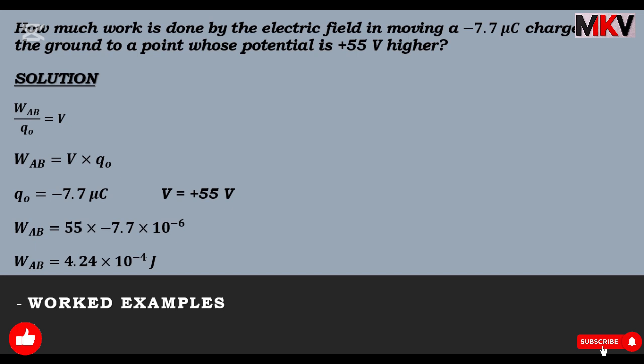Given potential times charge. Therefore, substituting our parameters into the equation, we have work done to be equal to 55 times minus 7.7 times 10 to the power minus 6. So micro is times 10 to the power minus 6. After substituting our values, we're having the work done to be equal to 4.24 times 10 to the power minus 4. So with work done, we don't consider the sign of the charge as compared to potential. So we exclude the sign of the charge when computing for the work done. So therefore, our work done will be equal to 4.24 times 10 to the power minus 4 joules.